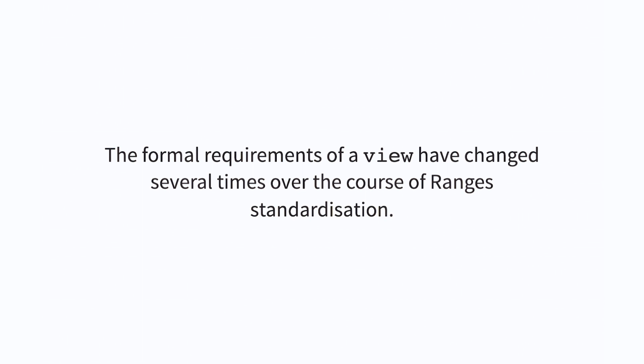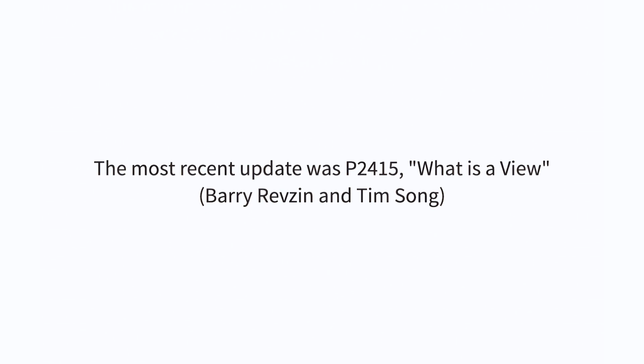So, as I say, the formal requirements of the view concept have changed many times over the course of ranges standardization, even post-publication of C++20. So the most recent update was earlier this year. It was paper P2415, the aptly titled "What is a View?" by Barry Revzin and Tim Song. This was a really quite dramatic change to the notion of what is a view, right? It's certainly changed this part of my talk quite a bit.